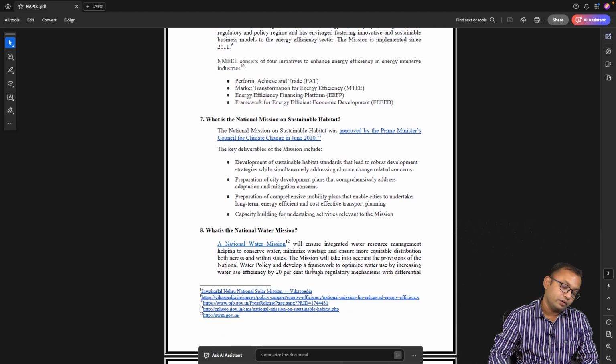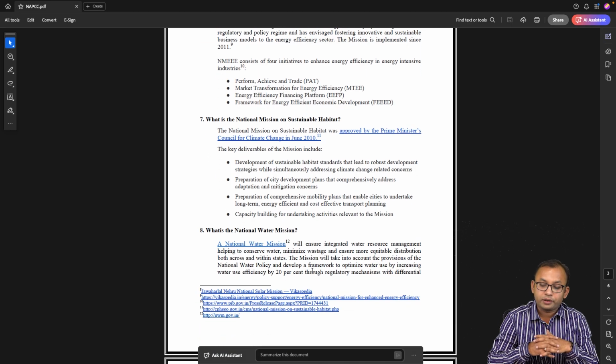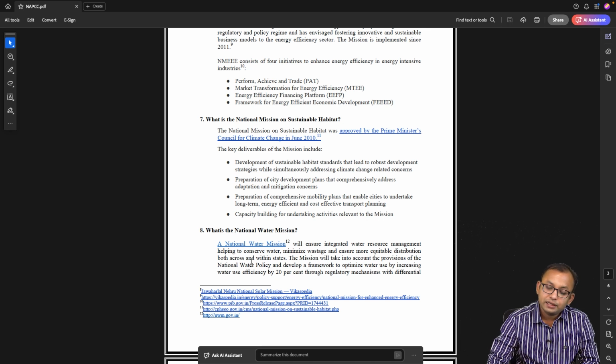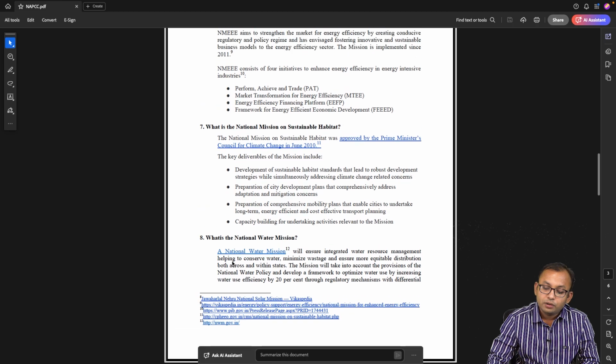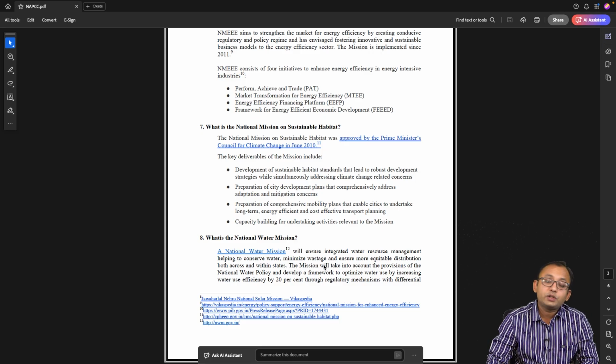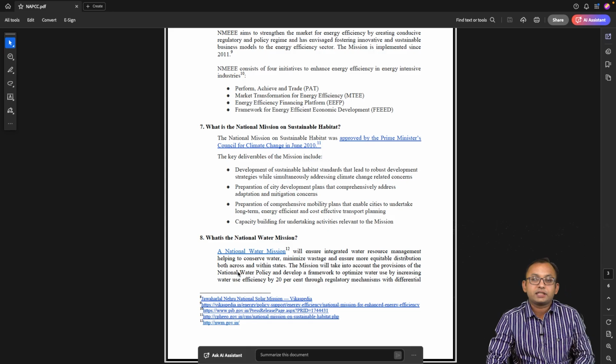Then there is another mission, the National Mission on Water. Water is a very precious quantity. So, we look at the National Water Mission to ensure integrated water resource management, which helps to conserve water, minimize wastage and ensure more equitable distribution across different parts of the states.